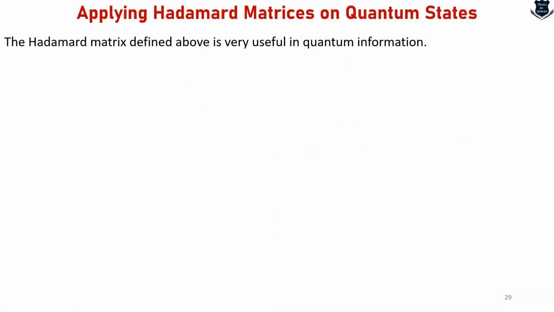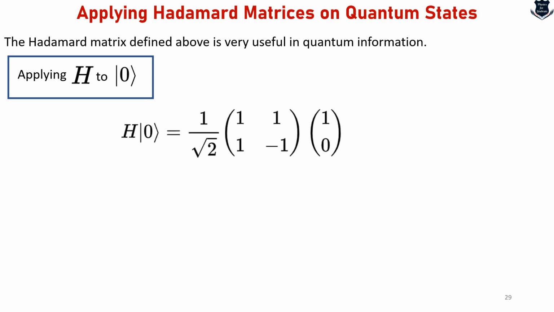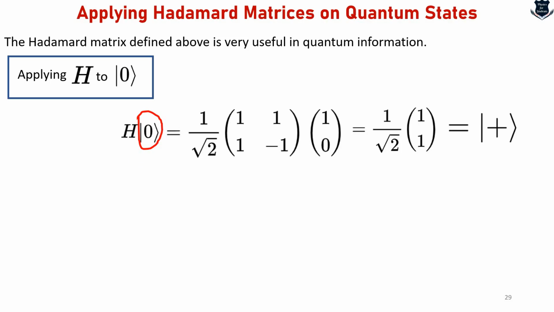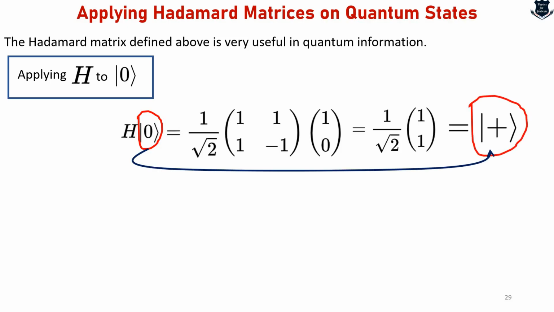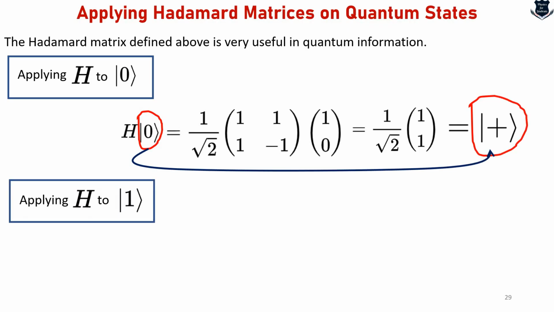So first of all, the Hadamard matrix is very useful in quantum information. First of all, we will apply H to 0. I'm not writing the Hadamard matrix as defined; you have already seen that. Applying H to 0 results into this. So the state 0 is transformed into the superposition plus. With this calculation we get this, and this state is transformed into this.